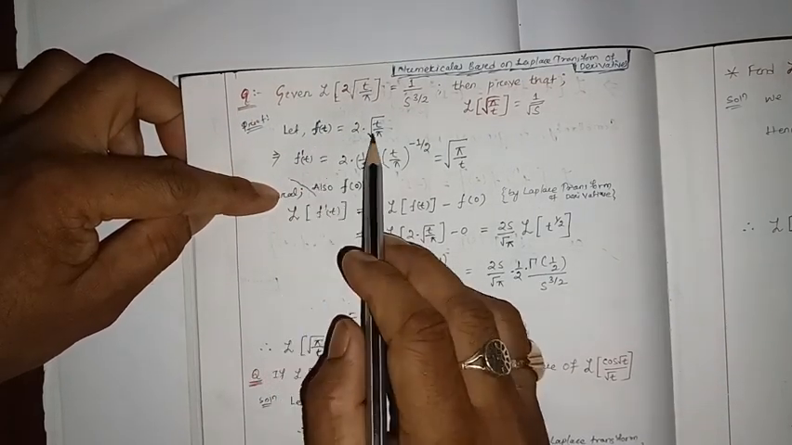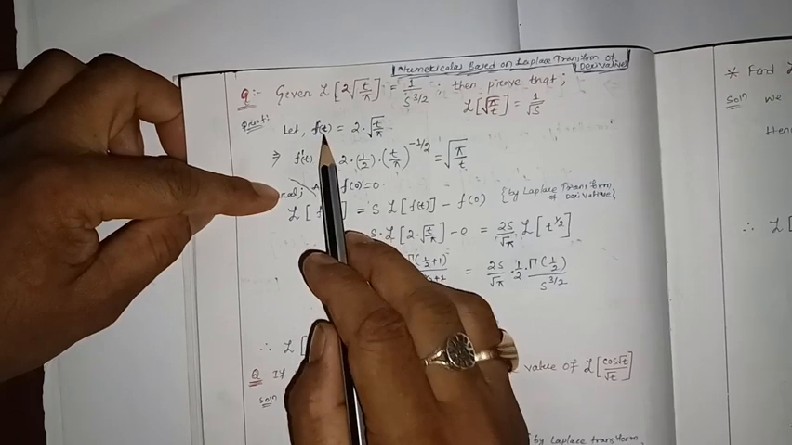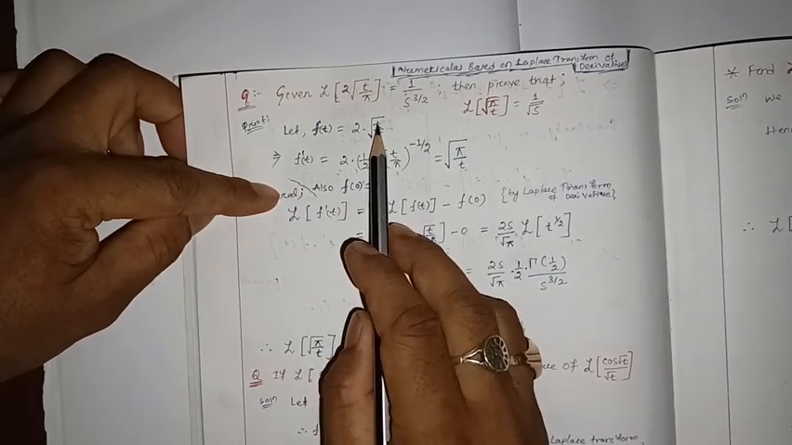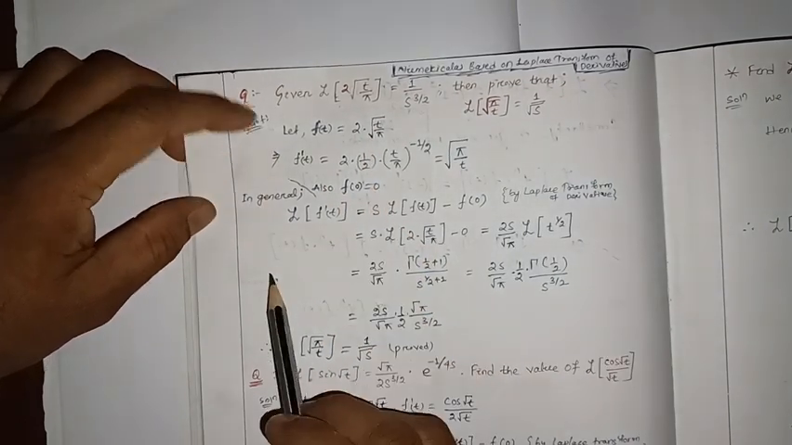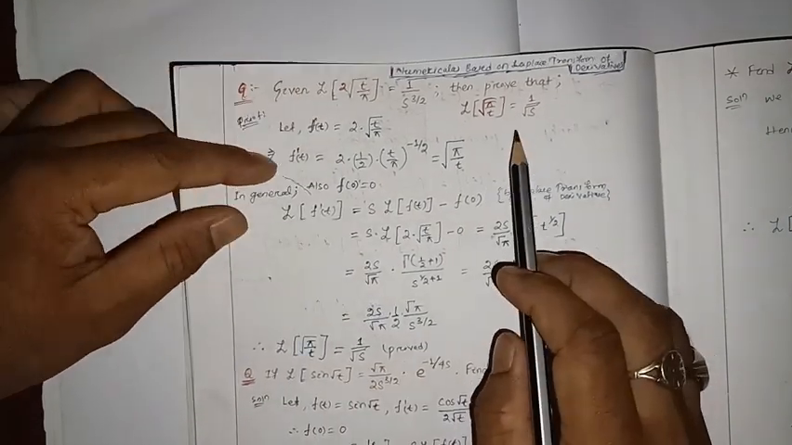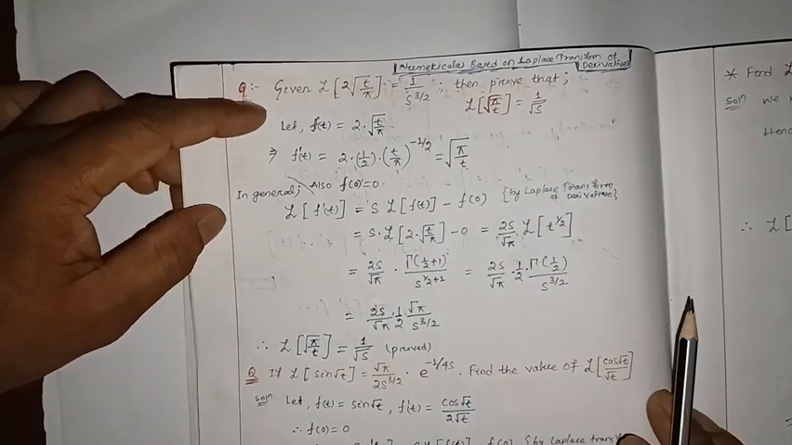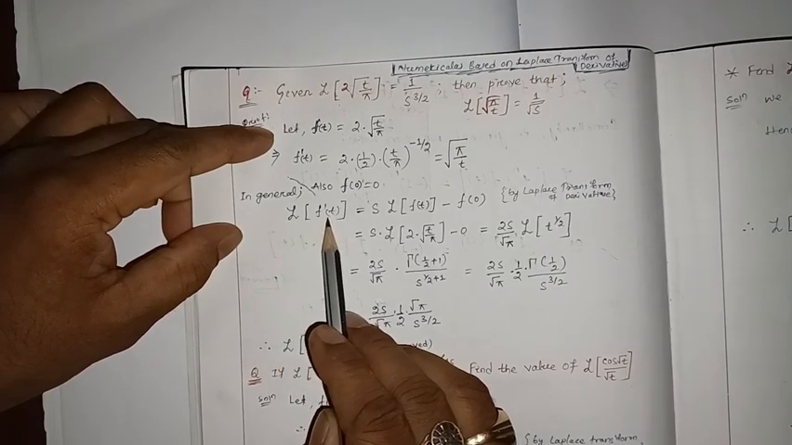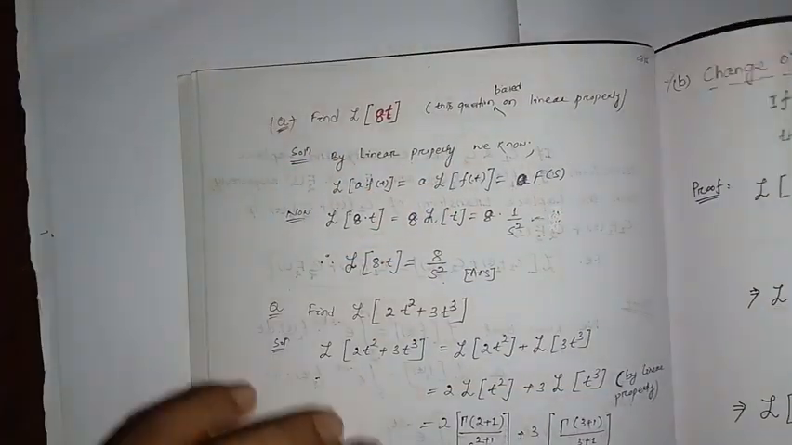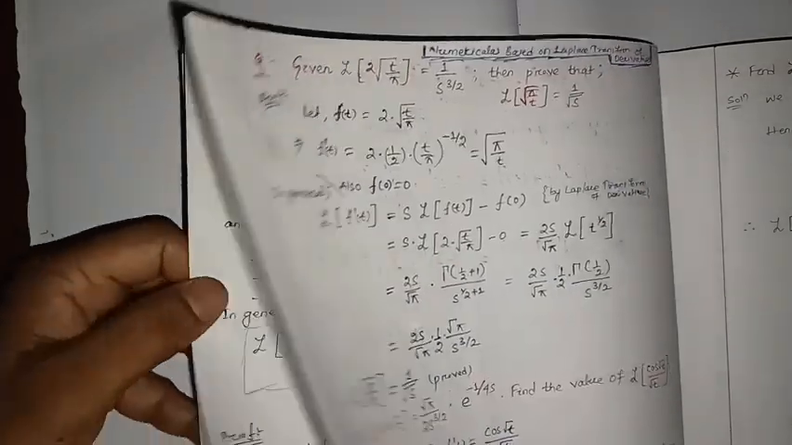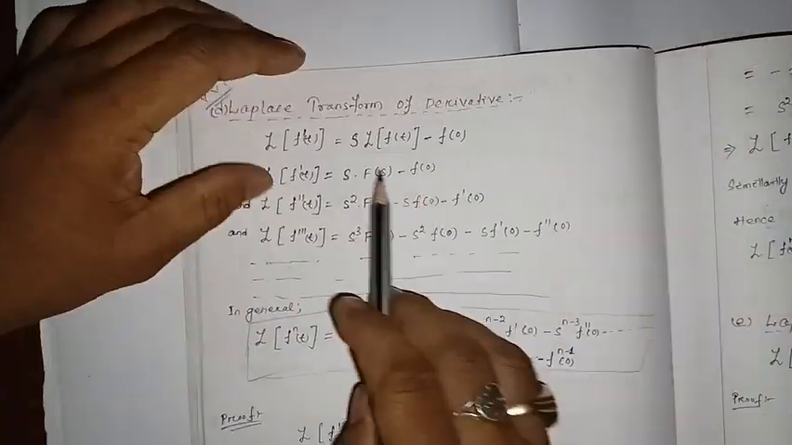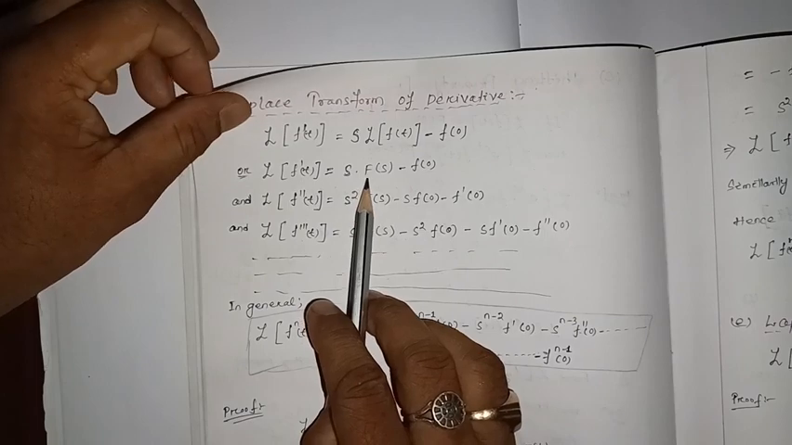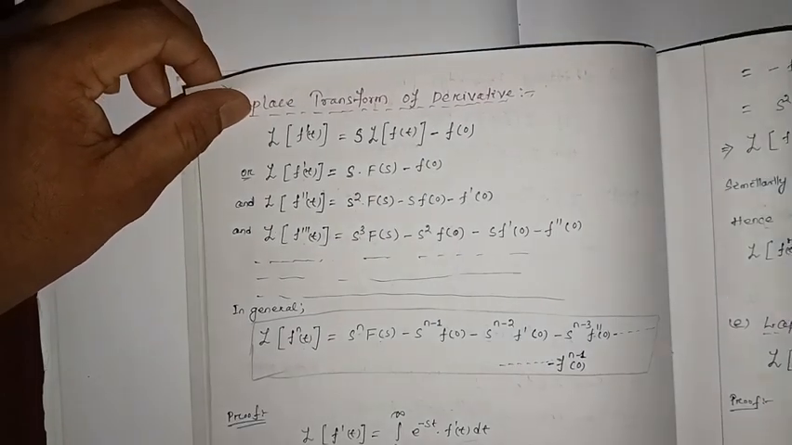Here f(t) will be this much. If I consider f(0), then here t will be 0. So f(0) will be 0. Now we are going to consider Laplace transform of derivatives. Laplace transform of the first derivative of the function, we know, is s F(s) minus f(0).